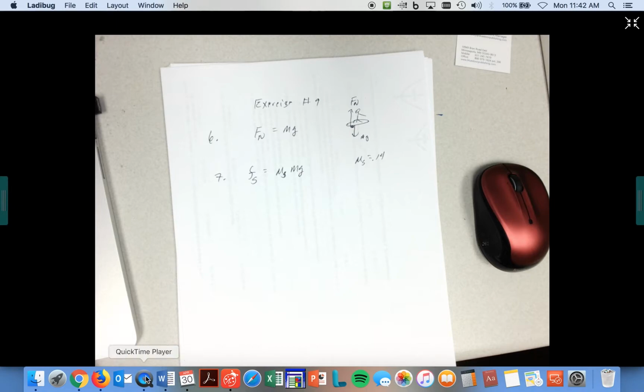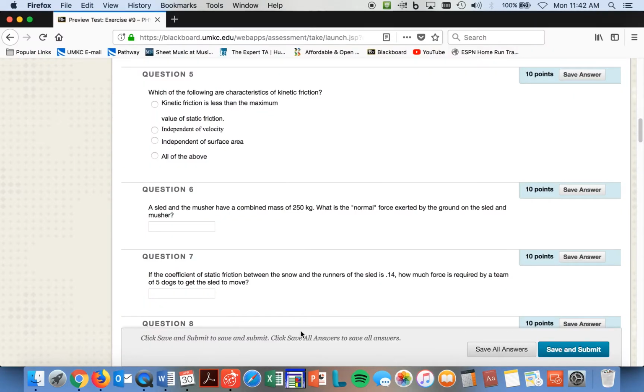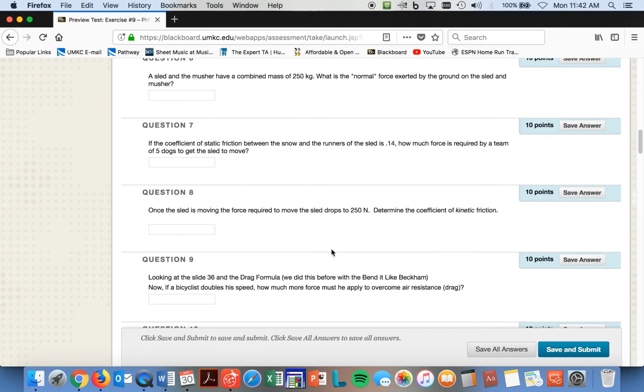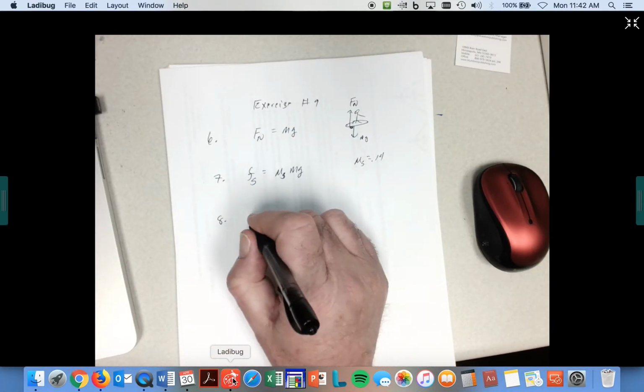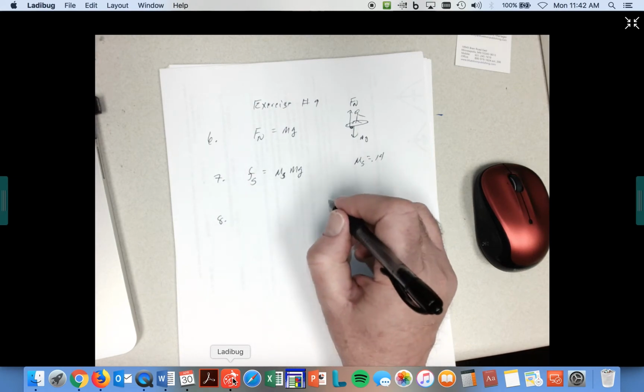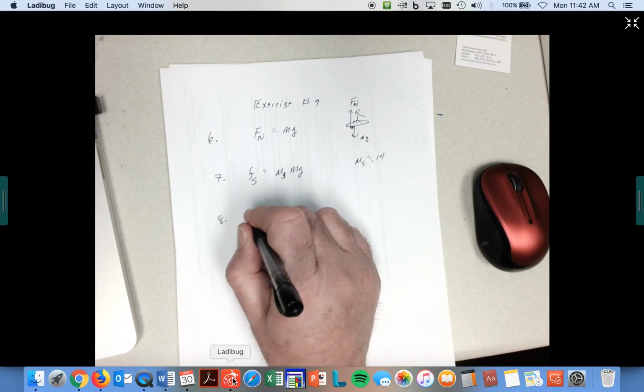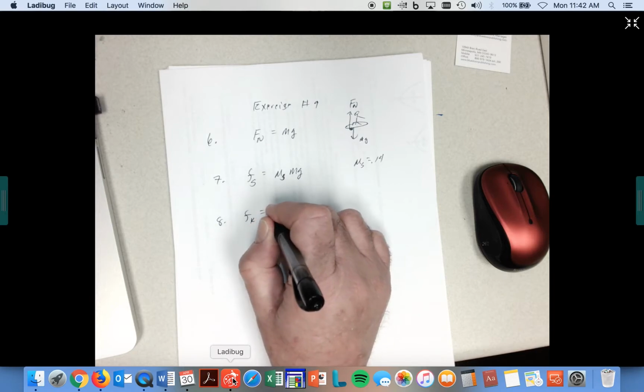I'm kind of sailing through this stuff because, all right, now once the sled is moving, the force required to move the sled drops to 250 newtons. So now we've got the kinetic, determine the coefficient of kinetic friction. This is kind of a fun little problem. It's taking it a little bit different. So on question number 8, we go, oh, okay, the kinetic frictional force is equal to 250 newtons.